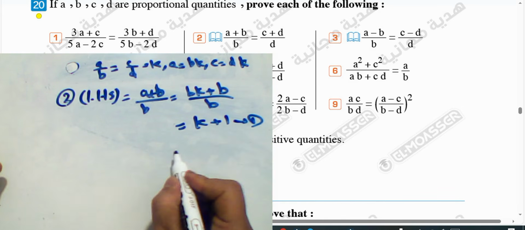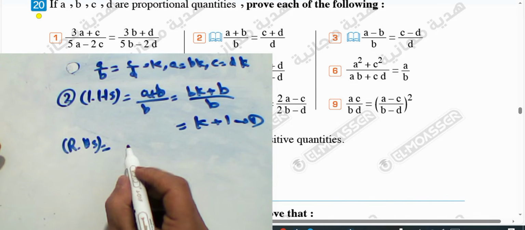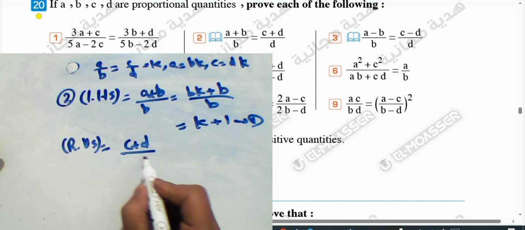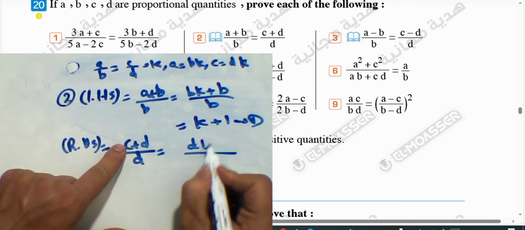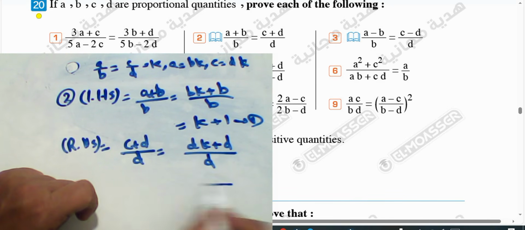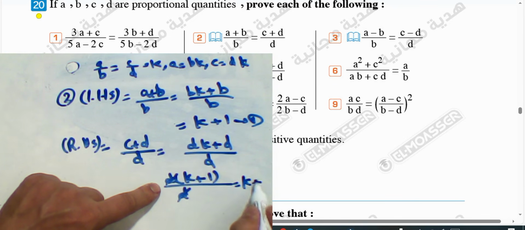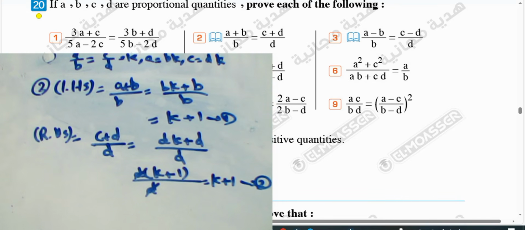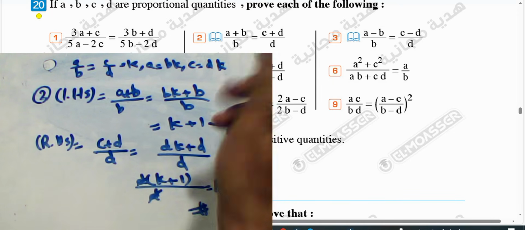It's relation number 1. And the right-hand side, we have the expression (C + D) over D. Put the value of C equal to DK plus D over D. You can write D as a factor: DK divided by D equals K, D divided by D equals 1. The result will be K plus 1. It's relation number 2. Relation number 1 and relation number 2 are equivalent. From relation number 1, left-hand side equals right-hand side.